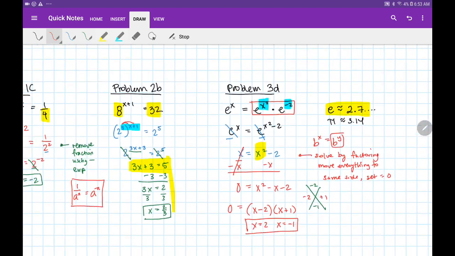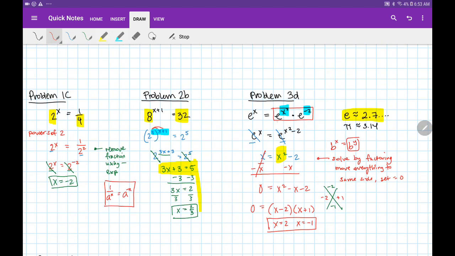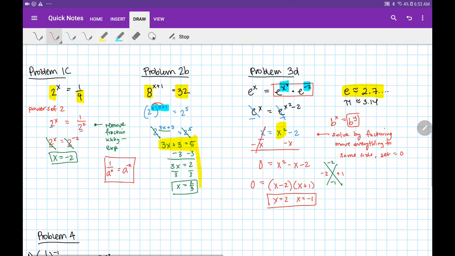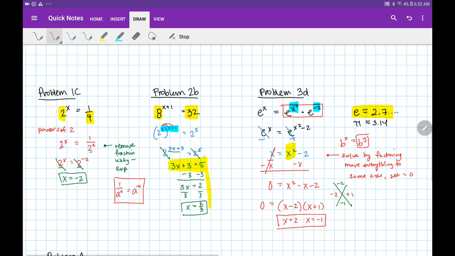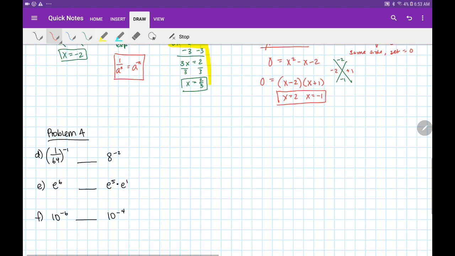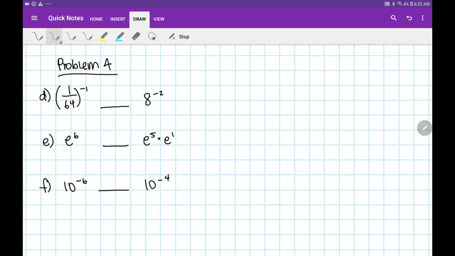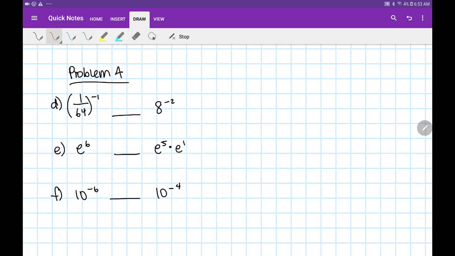So that last problem was a little more complex because we had to do some condensing on the right side first. And then once we set our exponents equal, we had to factor. So a little more complicated, but still it's just following the same two steps as before. We can handle anything. Let's do the last problem from our homework. So this question asks us to compare the left and the right side using less than, greater than, or equal to signs, operators. So I'll show you how I would go about doing this problem.